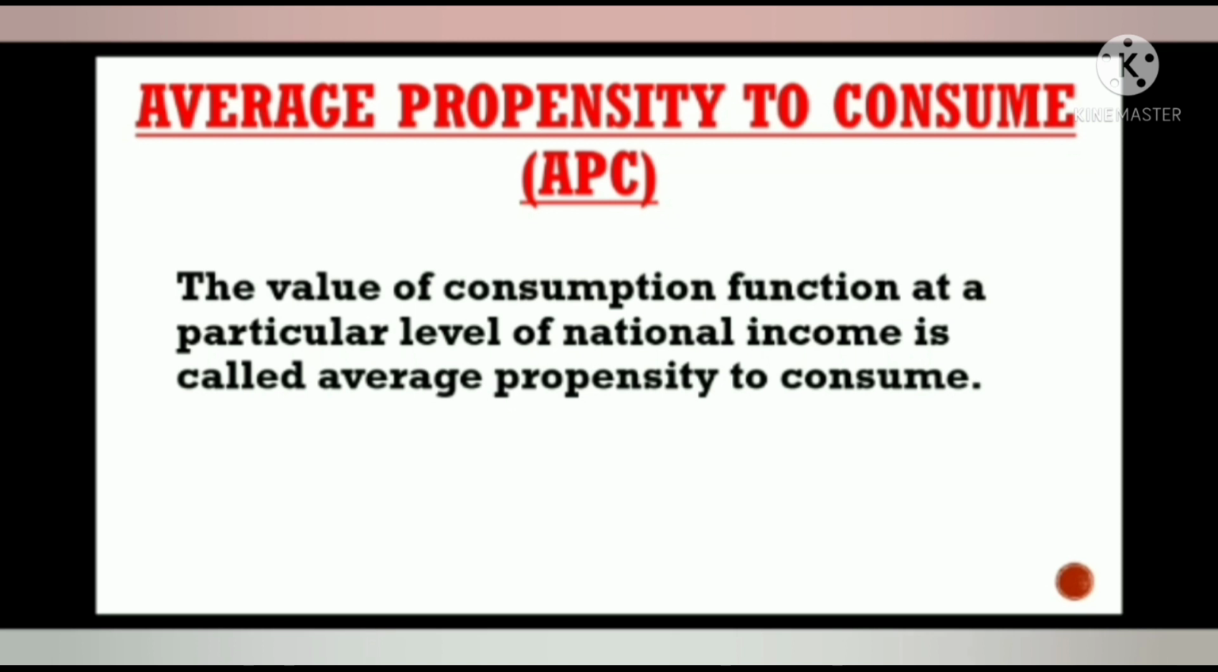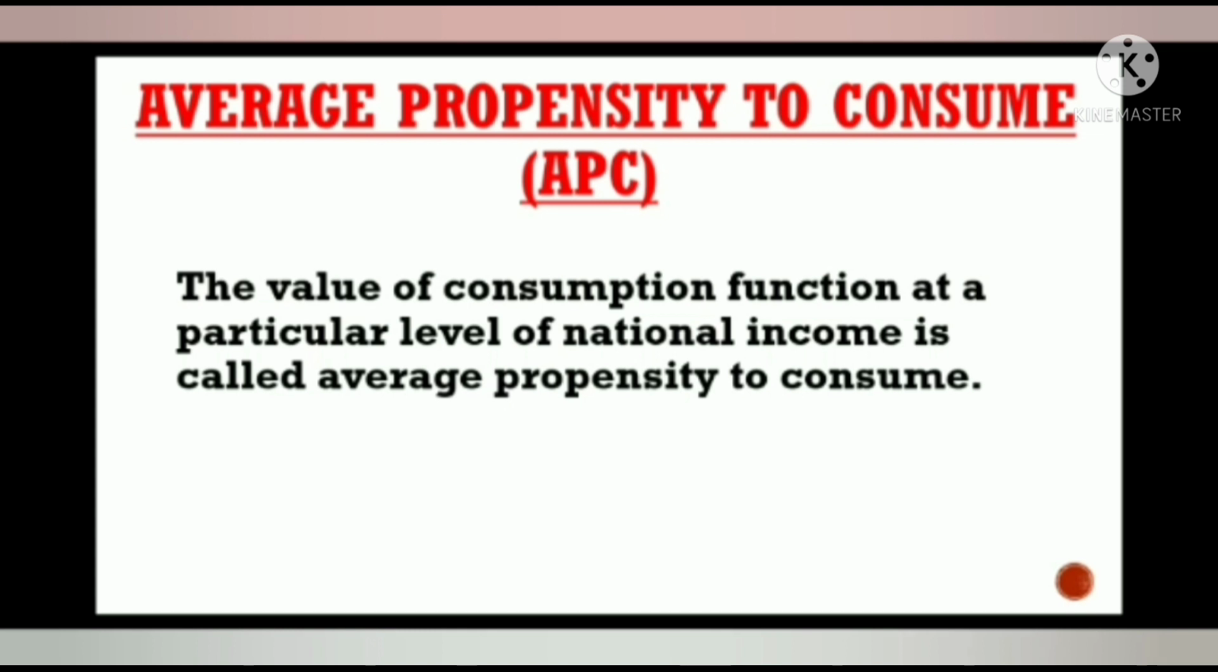Some important points about average propensity to consume: Average propensity to consume is more than 1 at low income levels. Average propensity to consume is equal to 1 at the break-even point, where consumption is equal to national income. Average propensity to consume is less than 1 beyond the break-even point, where consumption is less than national income. Average propensity to consume falls with an increase in income. Average propensity to consume can never be 0 because even at 0 level of national income, there is autonomous consumption.